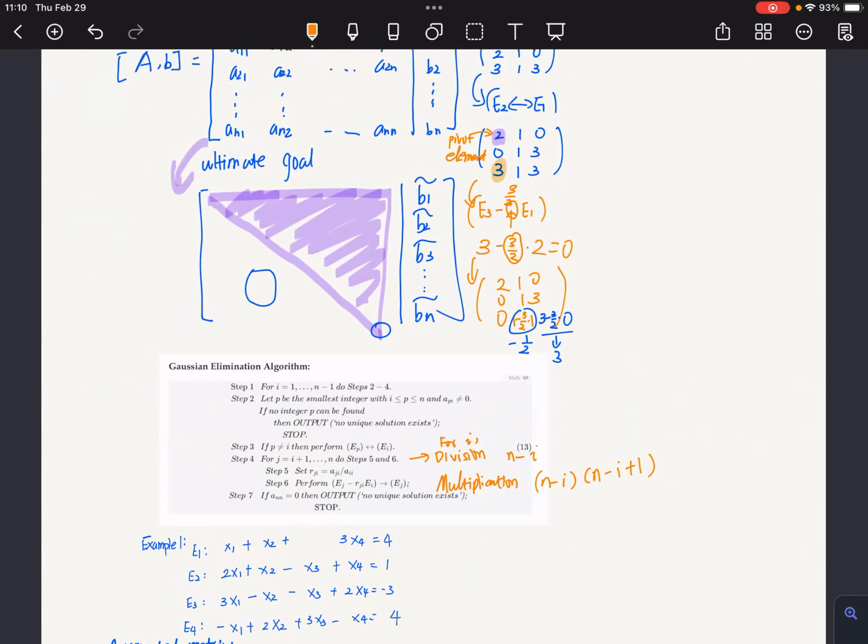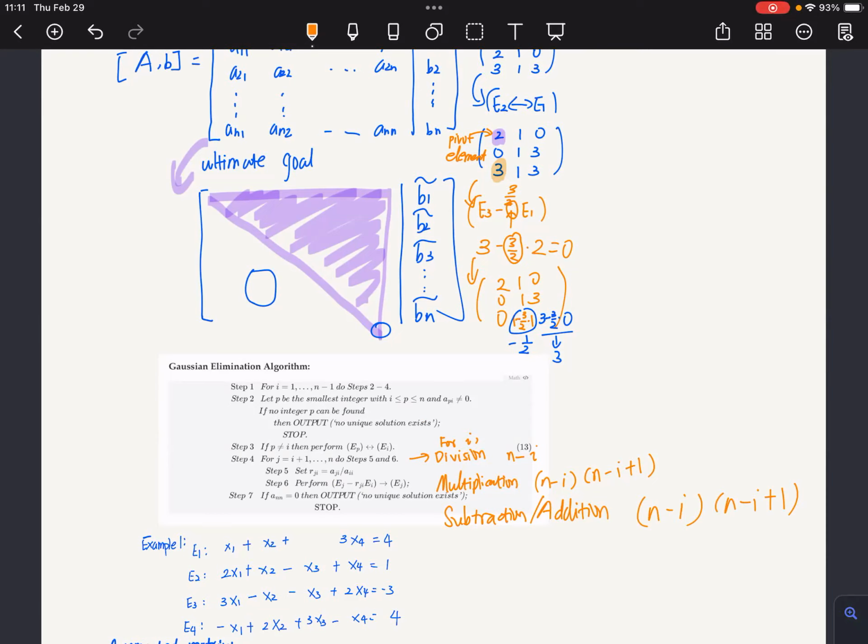But here we have to go into this loop n minus i times. So we have that many multiplications here. And you will notice that we do the same number of subtractions as multiplications, so for each loop we have the subtractions or additions: n minus i, and then n minus i plus 1. This is the amount of operations we do for each i.